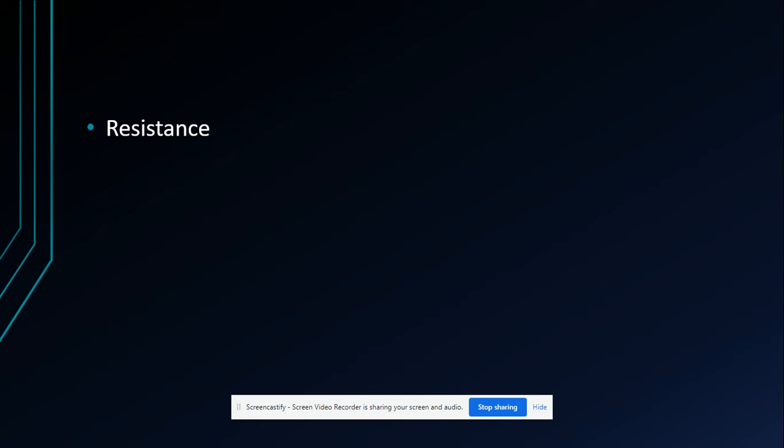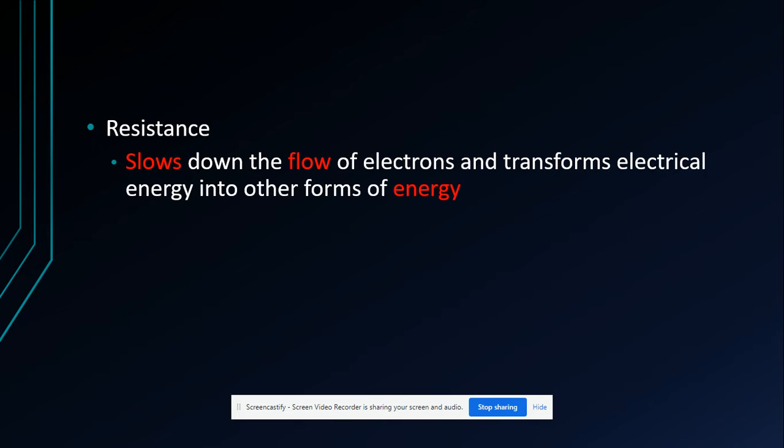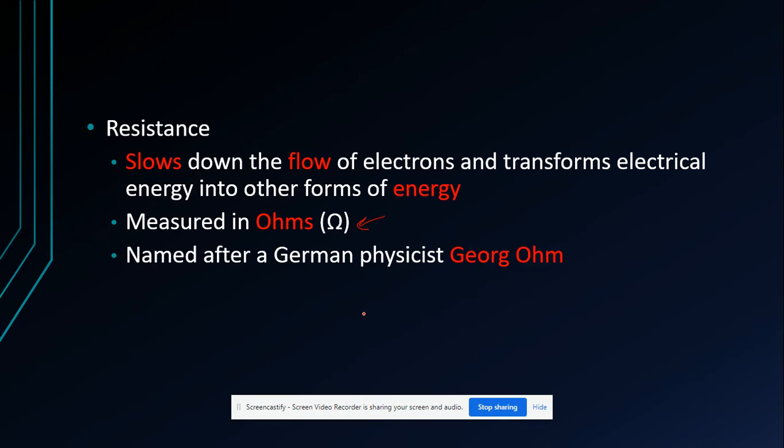Now what is resistance? Oh, I'm sorry. I have the notes in the wrong order. So just turn the page and we'll go to resistance and then we'll come back. So resistance slows down the flow of electrons and transforms electrical energy into other forms of energy, which makes sense. When you resist something, you're not interested in it, it slows you down. It's measured in ohms, and that's that cool symbol for ohms, a little horseshoe looking thing. And it's named after the German physicist Georg Ohm.